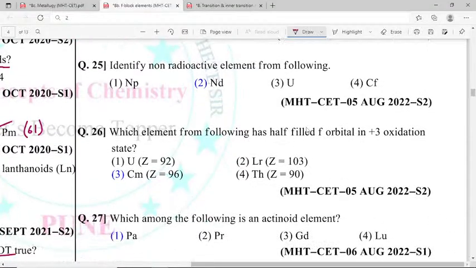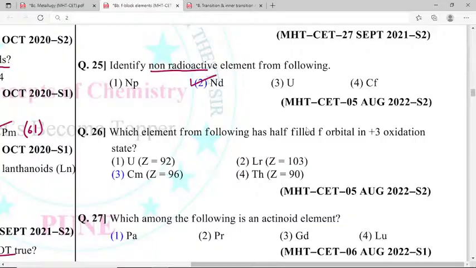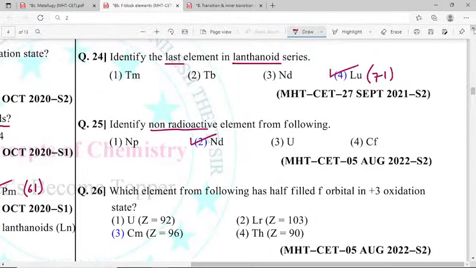Identify the non-radioactive element from the following. Neodymium is the non-radioactive element.